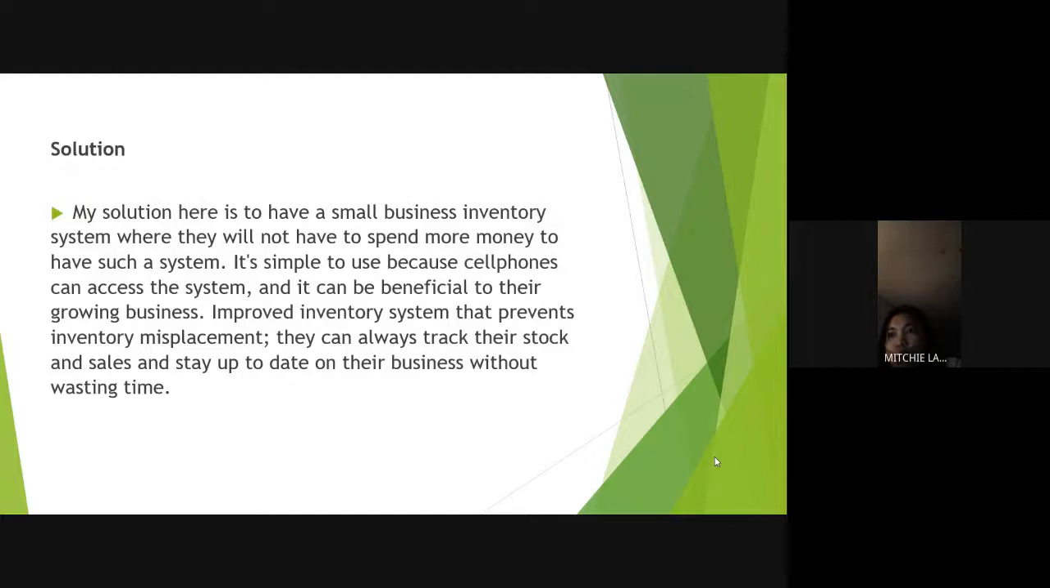So, the solution. My solution here is to have a small business inventory system where they will not have to spend more money to have such a system. It's simple to use because a cell phone can access the system and it can be beneficial to their growing business. Improve the inventory system that prevents inventory misplacement. They can always track their stock and sales and stay up to date on their business without wasting time.